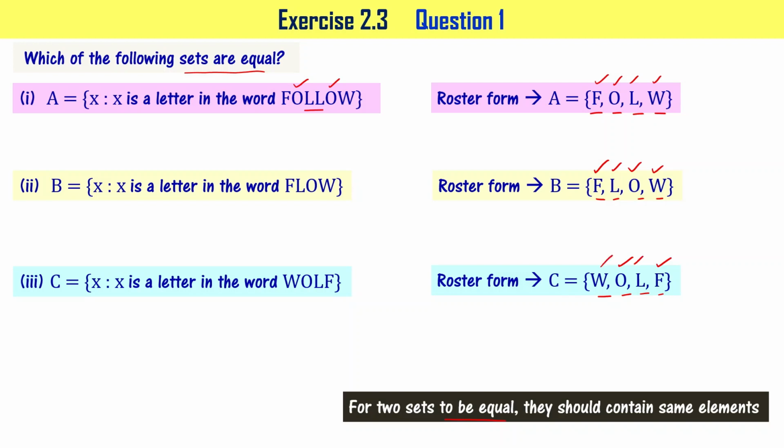As you have seen here, though the order is different, all three roster forms are same, right? Set A contains elements F, O, L, W. Set B is also containing the same elements and set C also contains the same elements. It means, as per the definition, since all these sets are containing the same elements, they are all equal. It means I can write it as A equal to B equal to C equal to the set containing elements F, L, O, W, right?